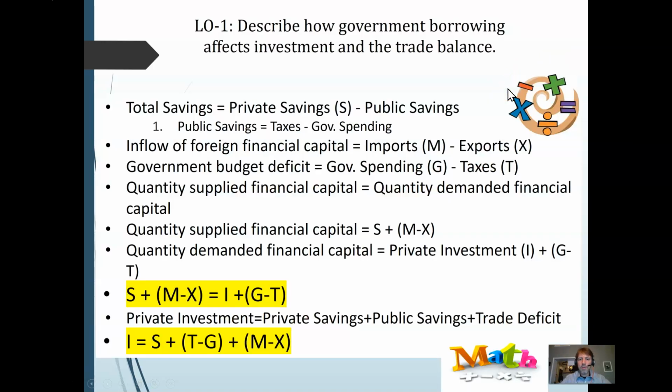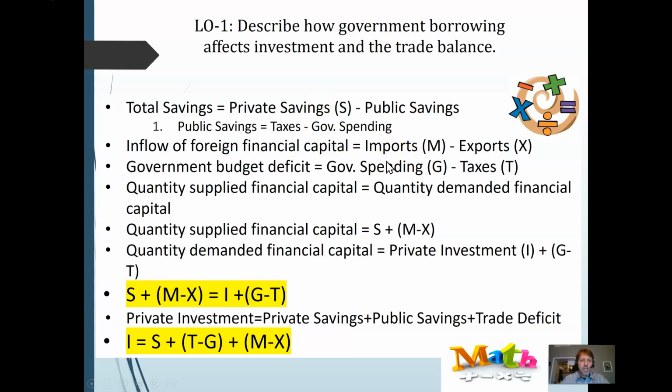And so we've talked about a number of these in other settings. This is a nice reintroduction to algebra, and all those letters stand for something that's explained here. For example, S is private savings. So whenever you see S, it's private savings.